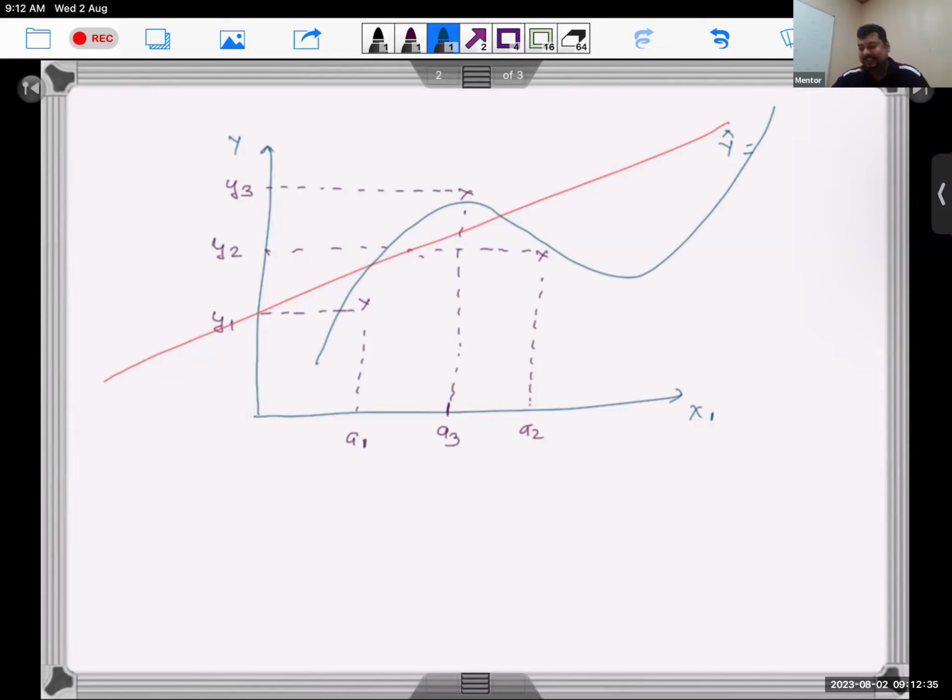So we'll see how to fit all of these functions in today's class, hopefully. All right. So I'm going to use the equation of the line, which is say mx plus c. First of all, we need to understand why this is called linear.